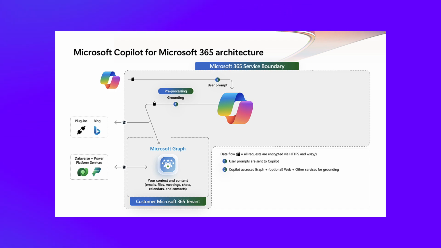Stage two, it then talks to the Microsoft Graph. And of course, the Microsoft Graph is your connector within Microsoft 365. And it looks at your content. And it looks at the context that you're trying to access that content as well. And of course, this includes meetings, emails, chats, and so on.